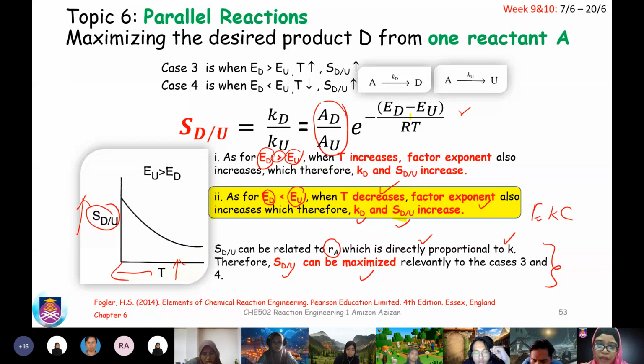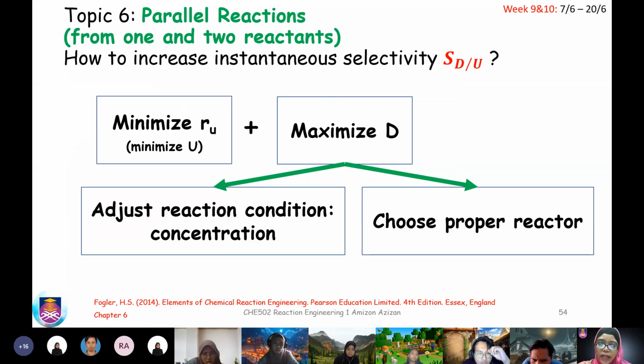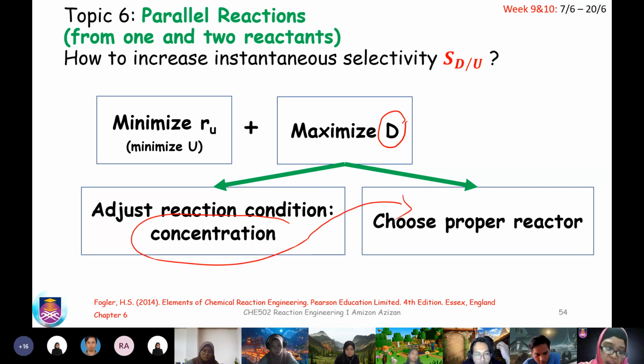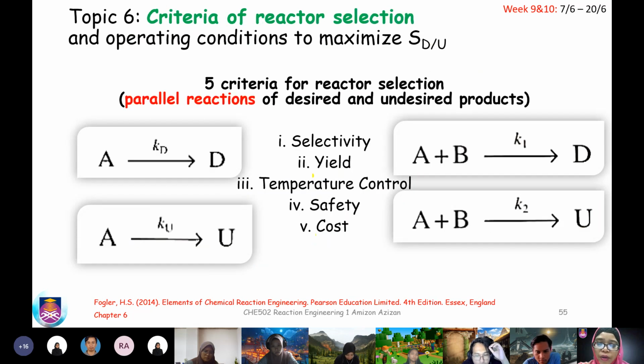our desired product. Okay, the next one would be the slide which you have seen earlier last week. To maximize the D, one of the ways is to adjust the concentration. And once you do that, of course, you can make a decision of which reactor scheme to be the most suitable. So we're going to go to here.